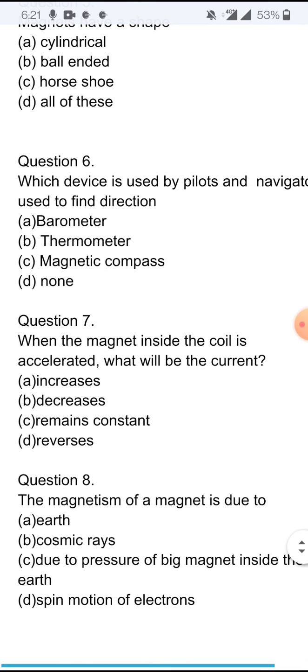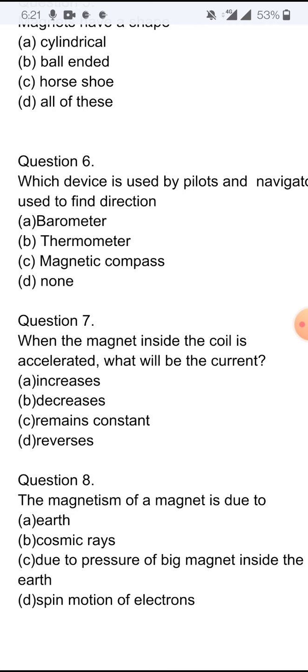Question number 7. When a magnet inside the coil is accelerated, what will be the current? Option A increases, B decreases, C remains constant, D reverses. Answer is increases.